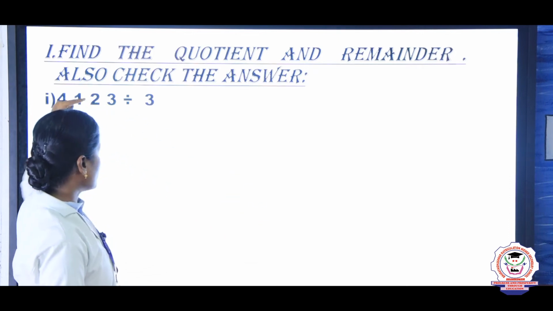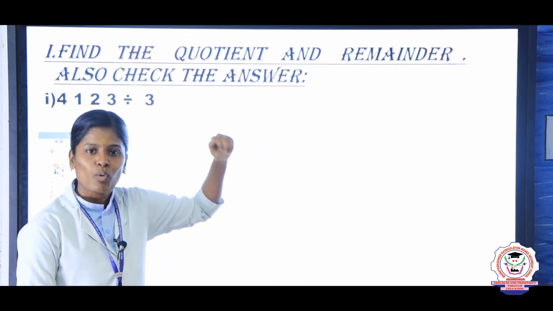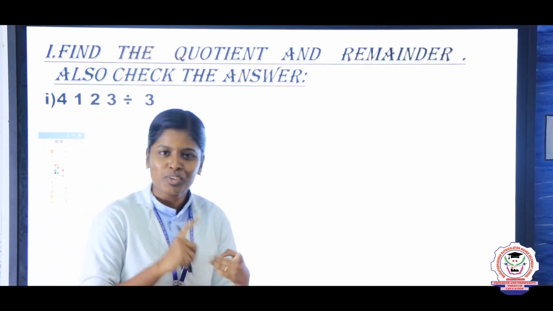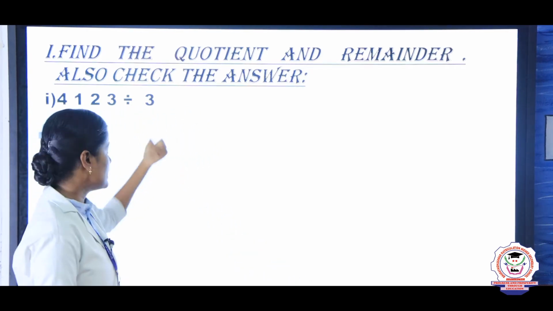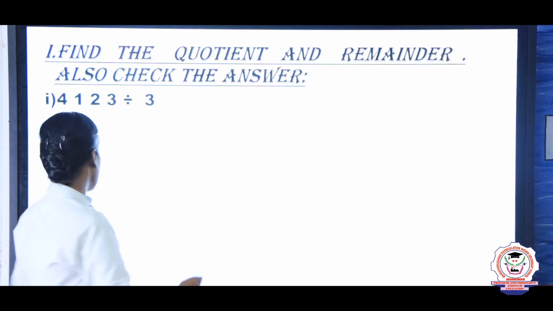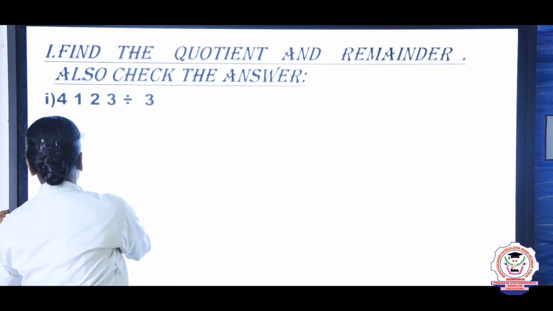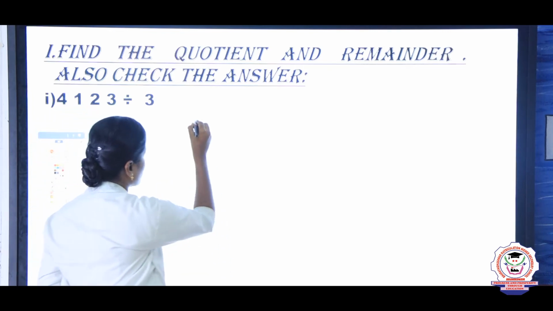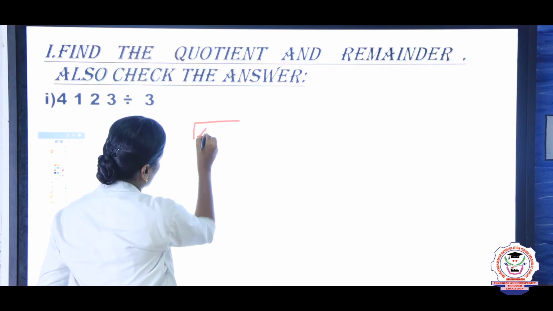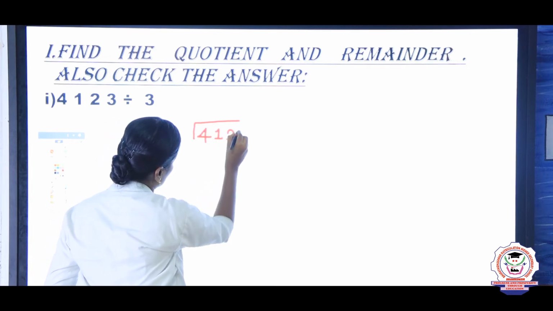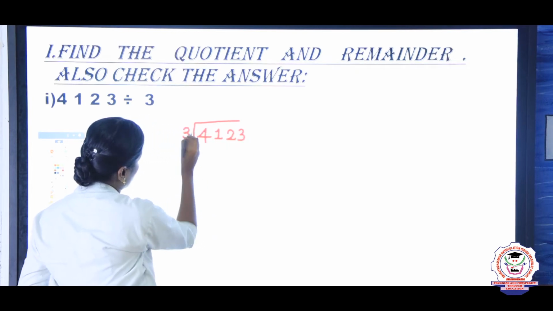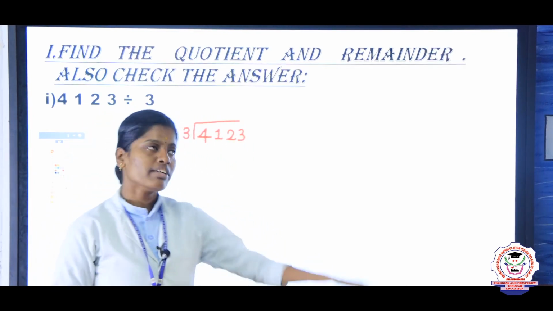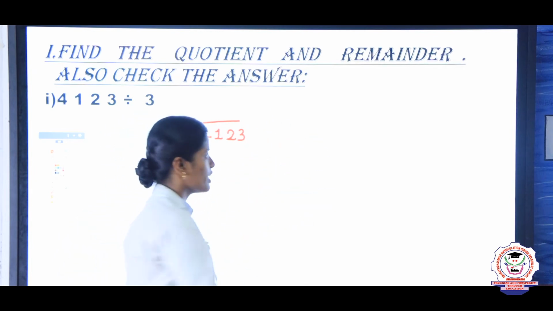Here we have a dividend value and divisor value. What is the dividend value? The dividend value is 4123. And what is the divisor value? The table is 3 table. So listen here. Take 4123 divided by 3. Here our table is 3 table, it is a very easy table. Okay, so let me start from 3 zeros onwards, right?